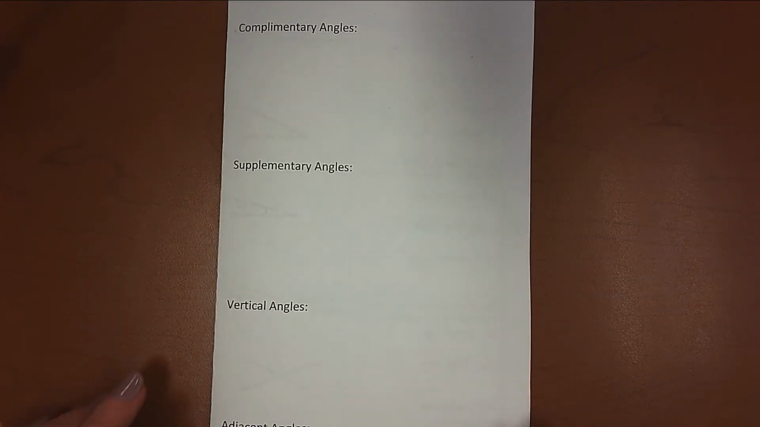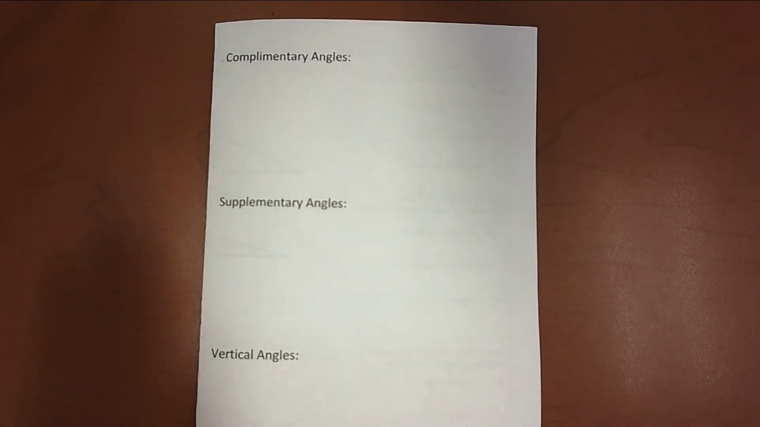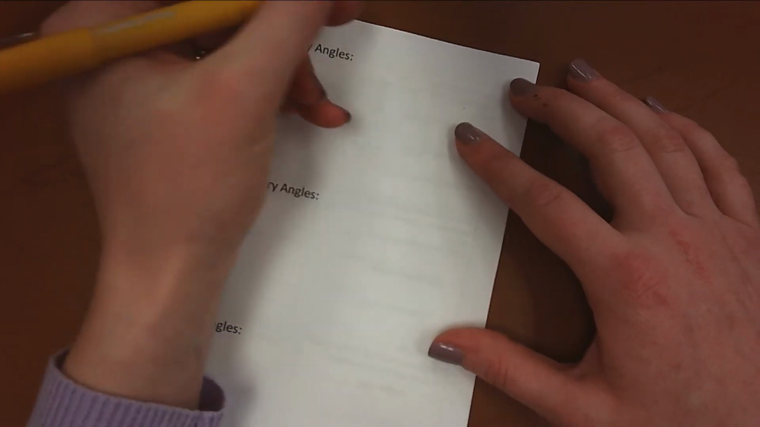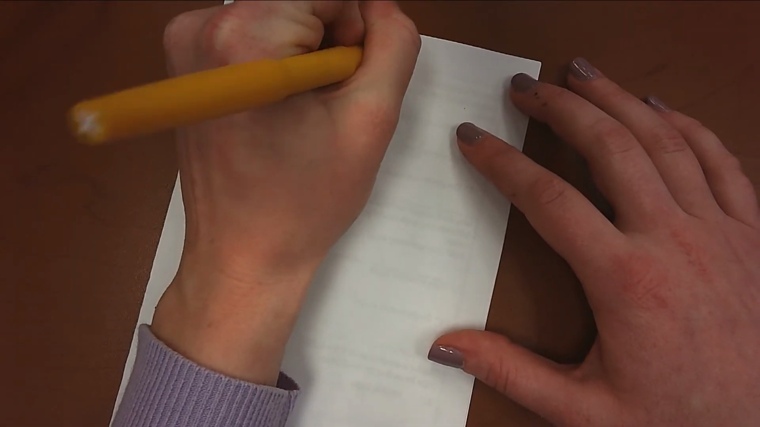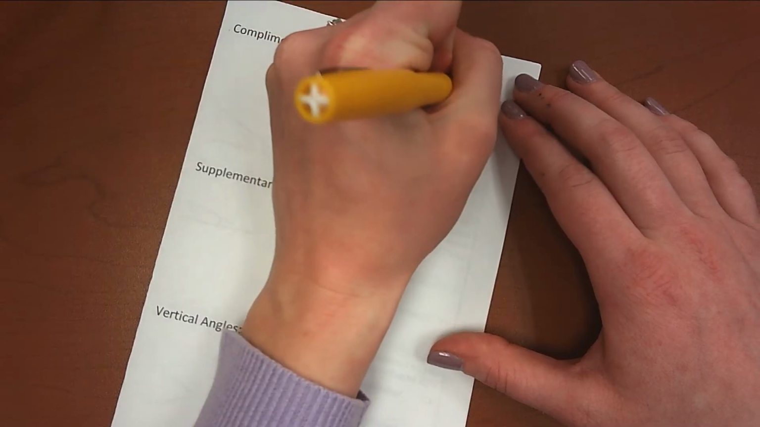Today we're going to start with talking about some definitions for different types of angles. And so we're going to start first with complementary angles. Complementary angles are two angles whose sum is 90 degrees.